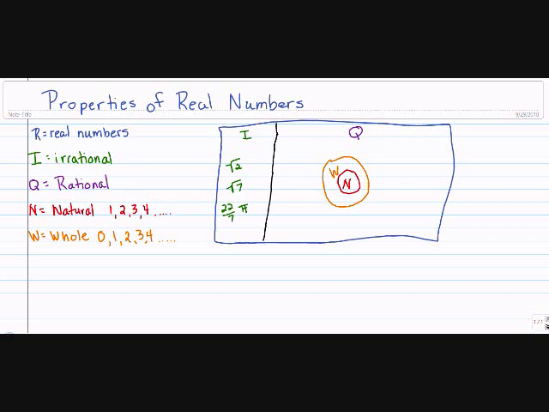And then we have what we call our integers. And because we use the I for irrational, we're going to use a Z to represent integers. Integers are our negatives, include 0, and our positives. And then everything else is a rational number, or a Q.